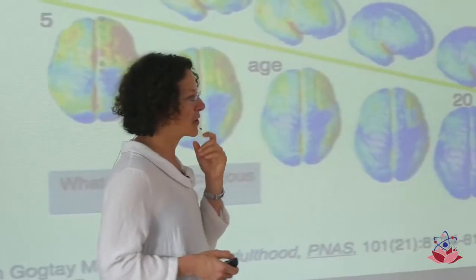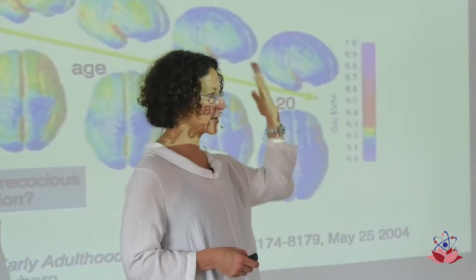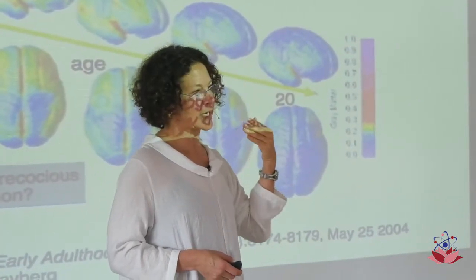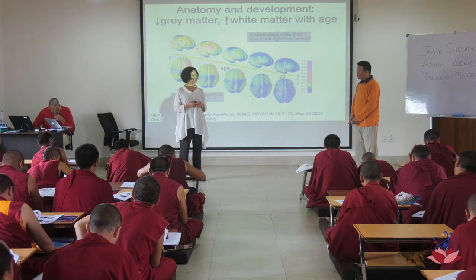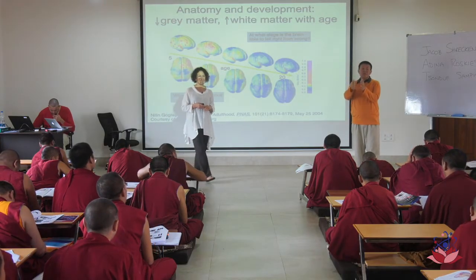So if you, let's say, take the brain and you cut a slice of the brain, the cortex is on the outside, right?